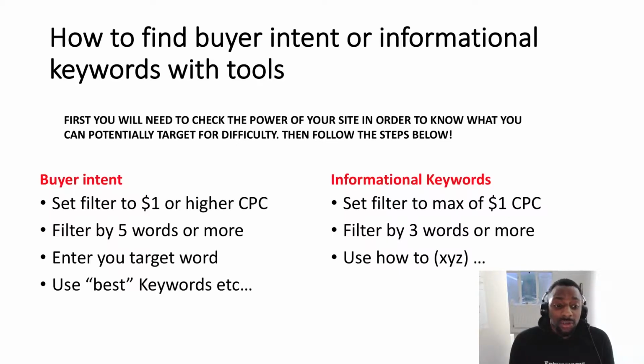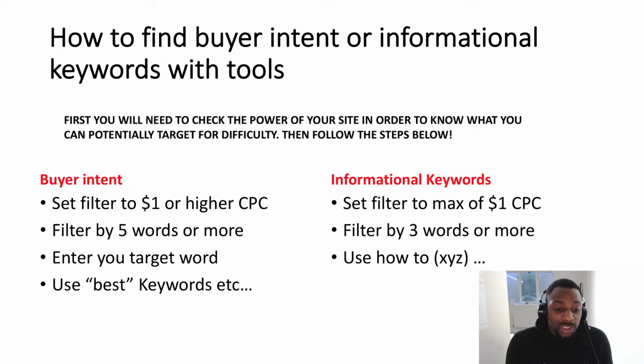with tools. So the first thing you need to do is check the power of your site to check how difficult, or the level of intensity, of the keywords that you can go for. Okay, so for buyer intent, you need to set the filters on your keyword tool to $1 or higher cost per click. Now, cost per click basically represents how much an advertiser is prepared to pay for the keyword. If it's high, it's usually a good signal that there's a lot more buyer intent around it, because an advertiser isn't going to pay $6 for a keyword that's worth nothing.